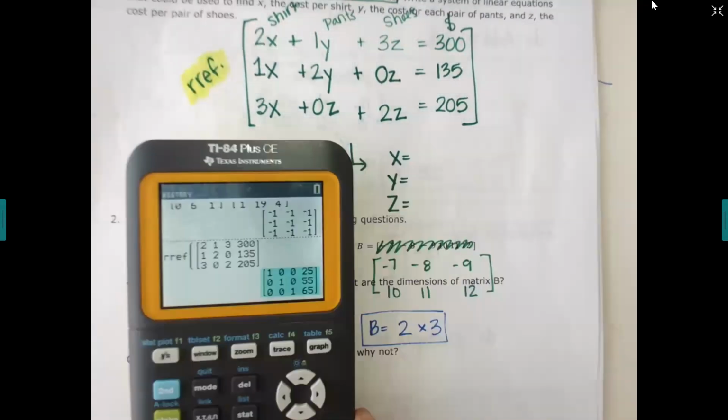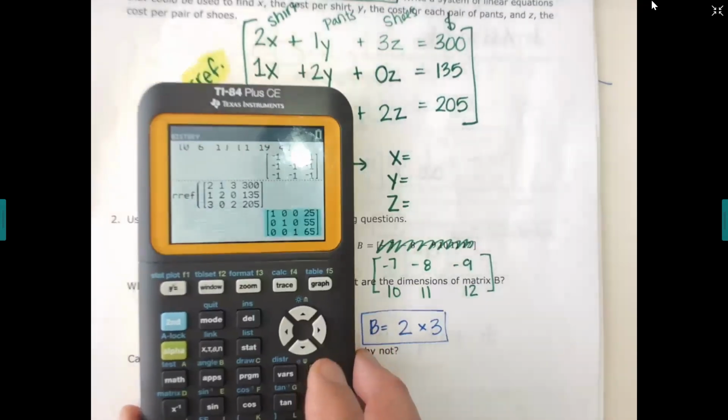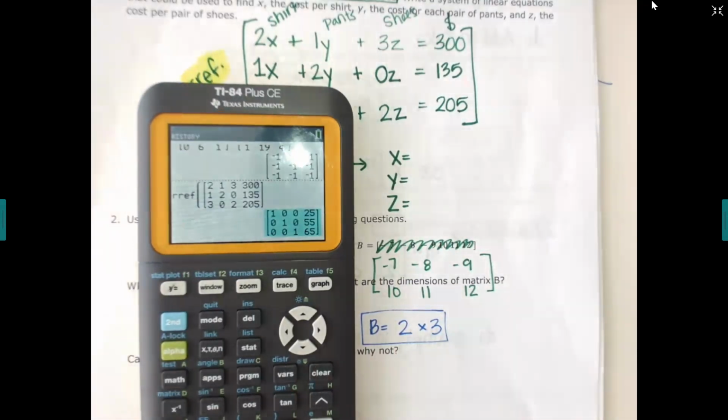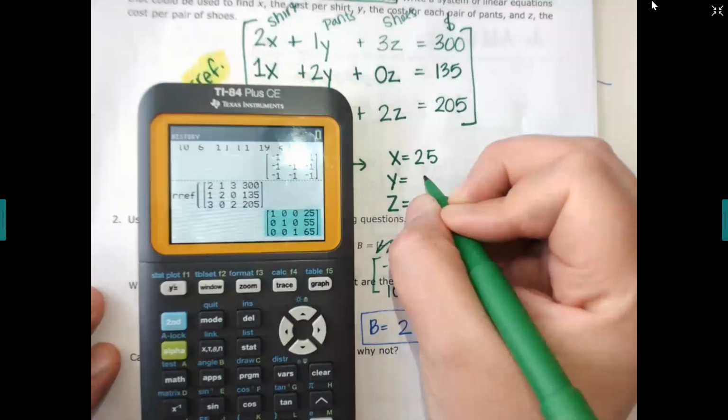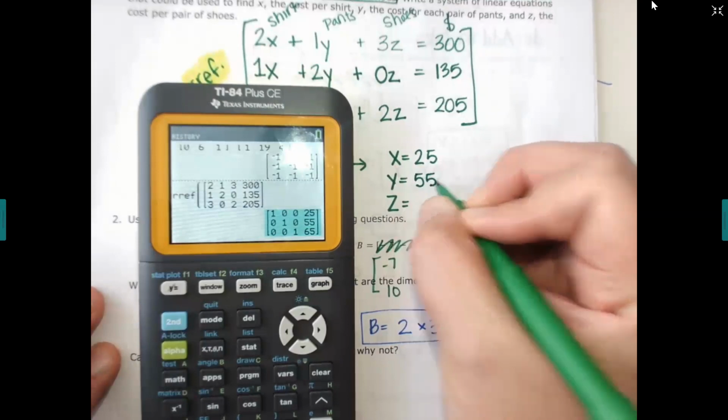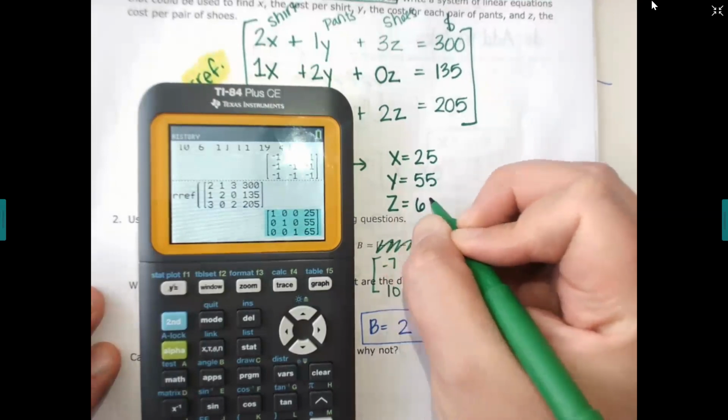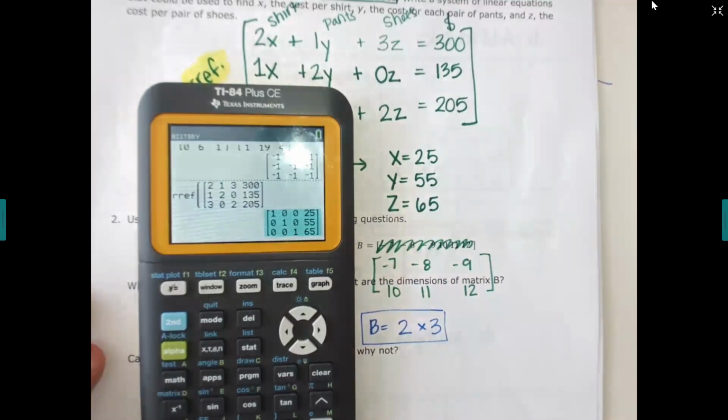Okay, so I have mine up here if you want to take a look at it, see if it's the same. Remember, you don't care about the ones or the zeros, you only care about these numbers right here. So your X should be 25. Your Y should be 55. And then your Z should be 65.